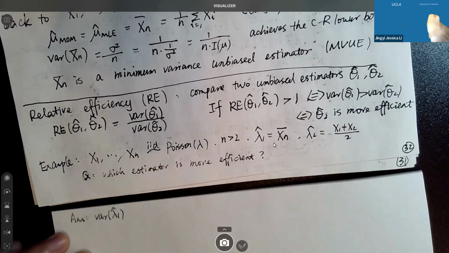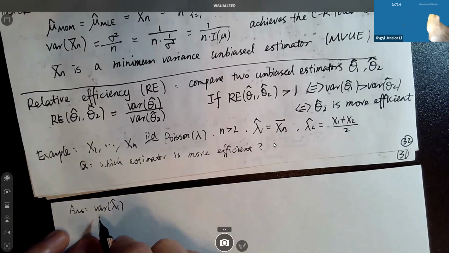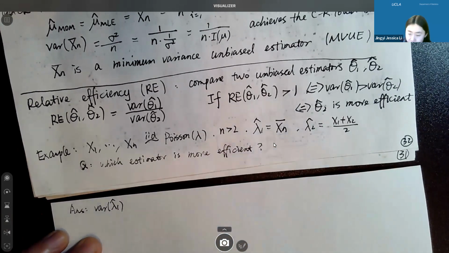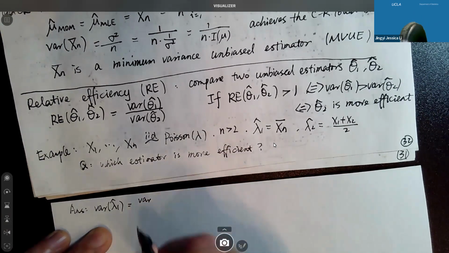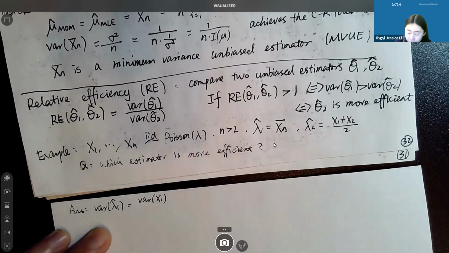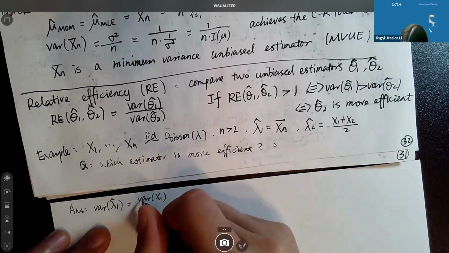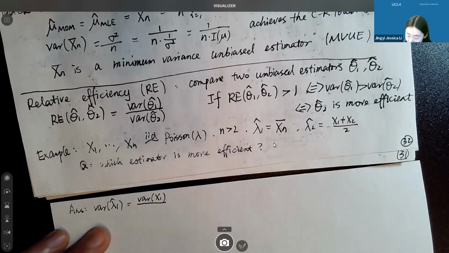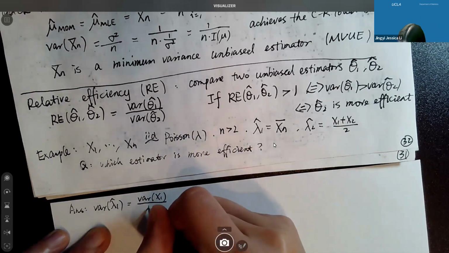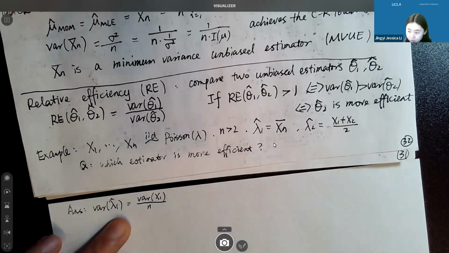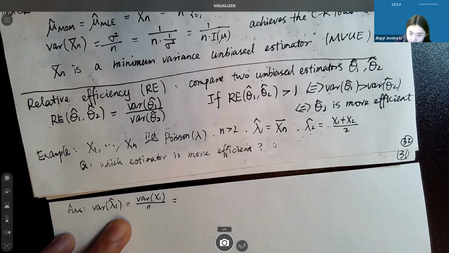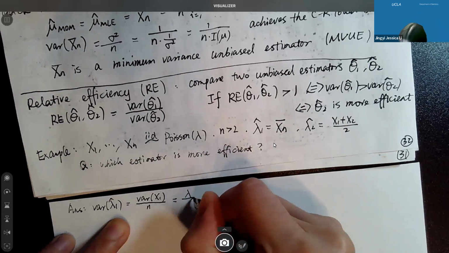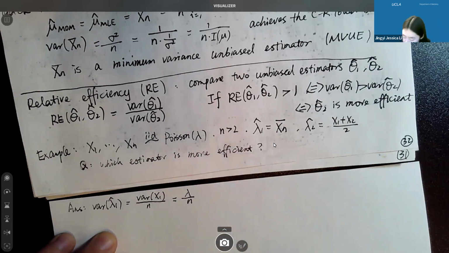Okay, so now we should be familiar with the fact that the variance of a sample mean, the average of IIDs, should be equal to the variance of each random variable, which I will just represent with x1, because x1 to xn are IID, they share the same variance. So it should be equal to the variance of one random variable divided by the sample size. So this is a fact we should all be familiar with now. And then we know the variance of each xi, because it's Poisson lambda, is lambda. Okay, so this is the variance for the first estimator.